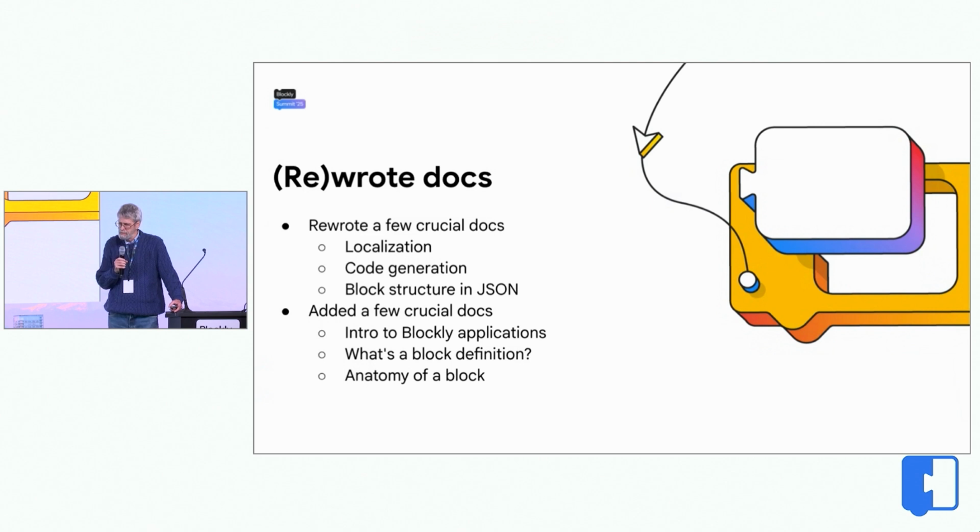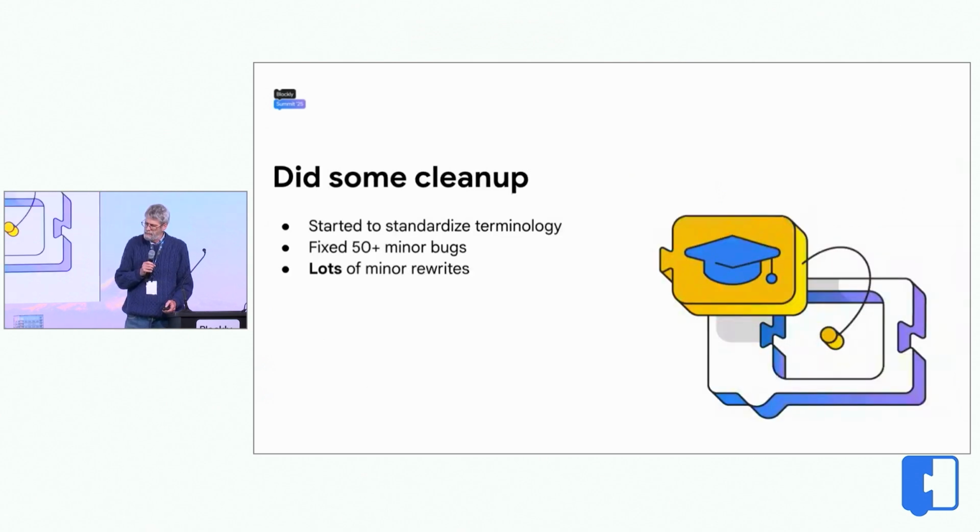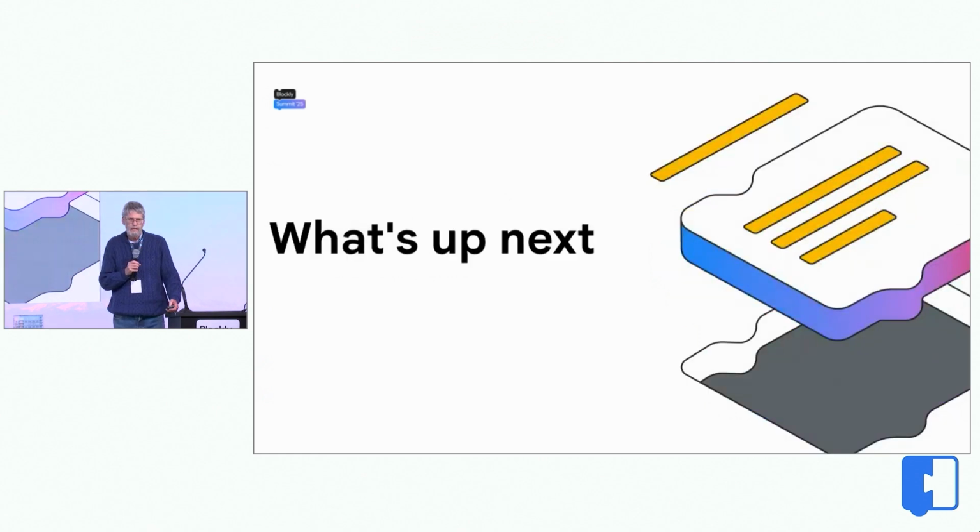I wrote a page on what is a block definition at a technical level, and a pictorial introduction to the anatomy of a block. Basically, when you have inputs, how do those things fit from your message? What does that look like, and how does that translate to what's on a block? Did some cleanup. I've started to standardize some terminology, fixed a whole bunch of minor bugs, and did a lot of minor rewriting.